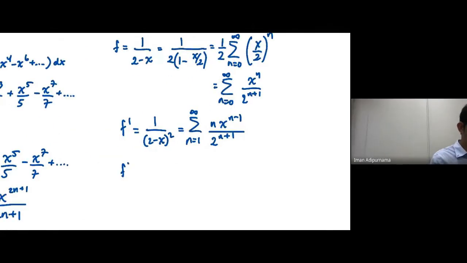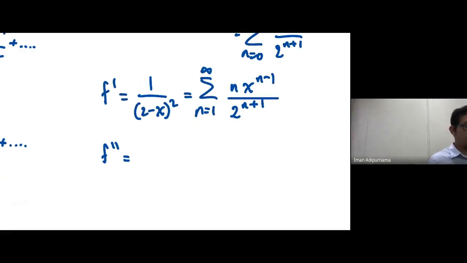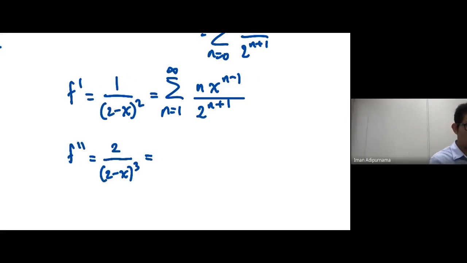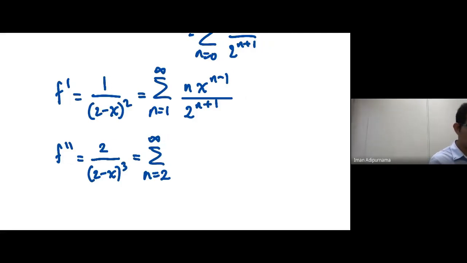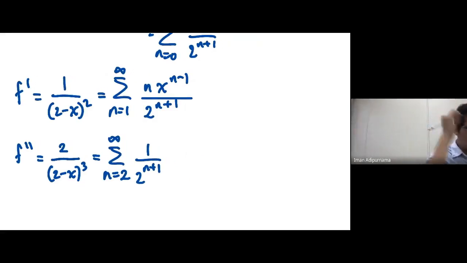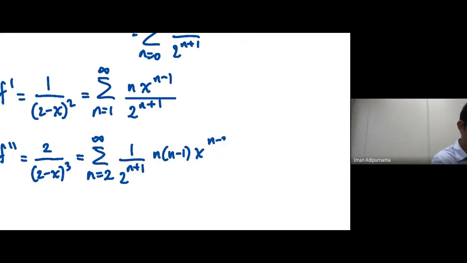And then we differentiate one more time. And this will be, you can check yourself, try the quotient rule, and this will be 2 minus x cubed. And then this will be shifted to n equals 2. And let me write 1 over 2 to the n plus 1. And then this will be n times n minus 1 and then x to the n minus 2.